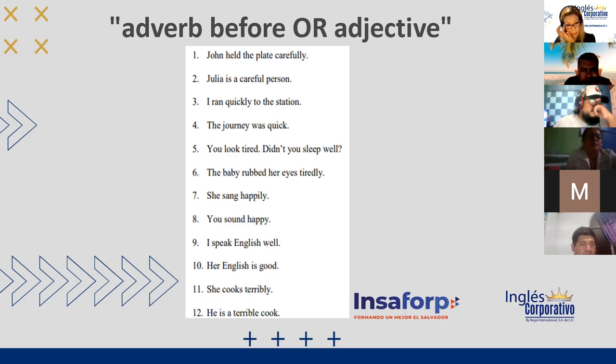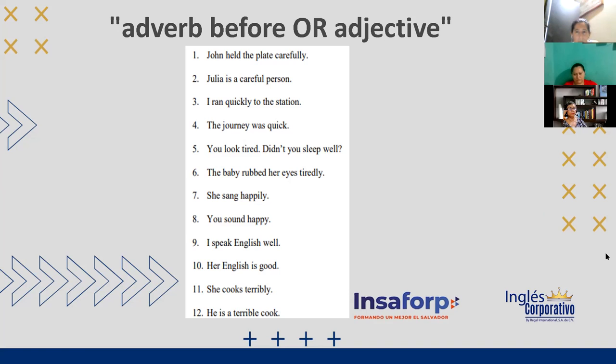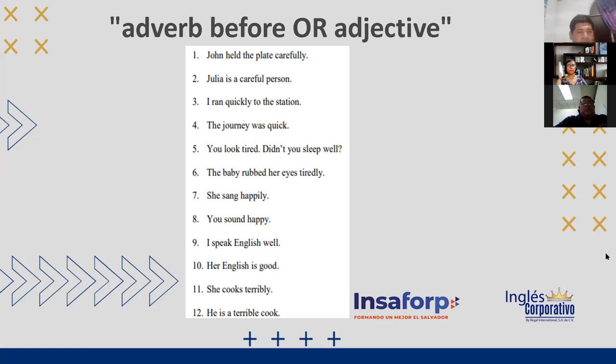Ok, Milton, can you read the question in number 5? Heidi, can you read number 5, please? Hi, teacher. You look tired. Did not you sleep well? Okay, thank you so much. Number 6, Maria Catalina. The baby rubbed her eyes tidily. Okay, very good. Thank you so much. Jose Ventura. Yes, number 7. Please. She sang happily. Very good. Thank you so much.